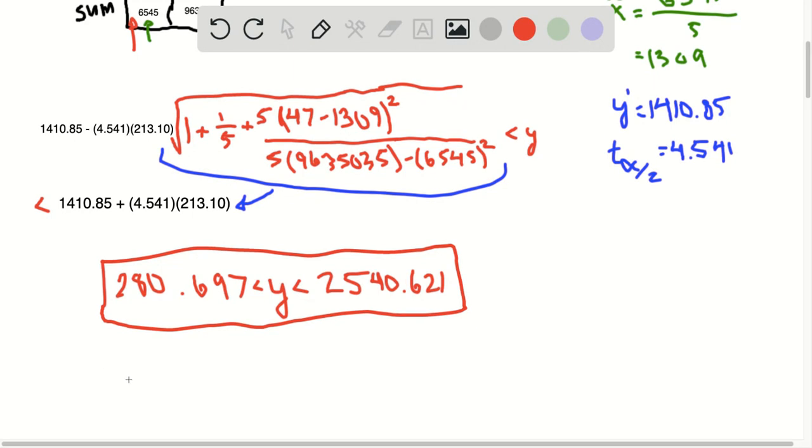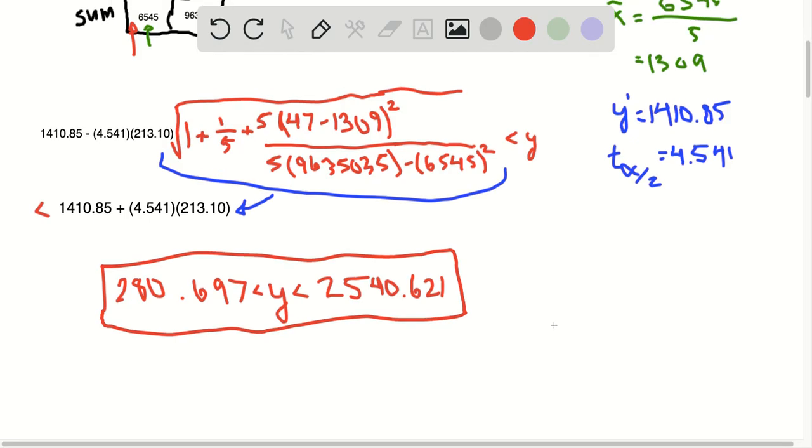Finally, before we conclude today's video, we just want to explain what this means in context. We know then that we are 98% confident that for this data and for an x value of 47, the true observed y value exists in this interval. So I hope this helps, and keep at the great work.